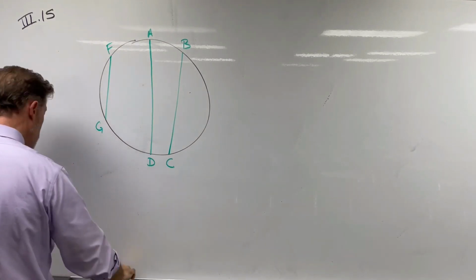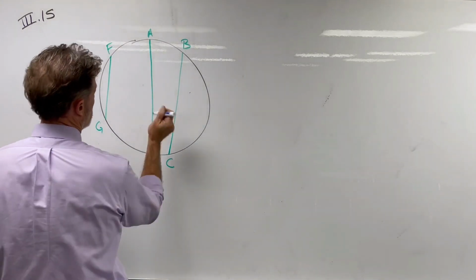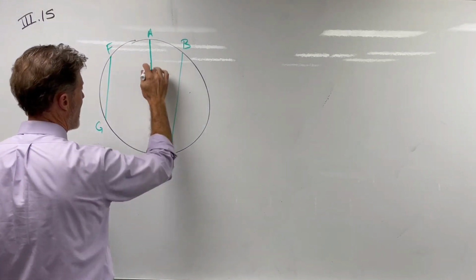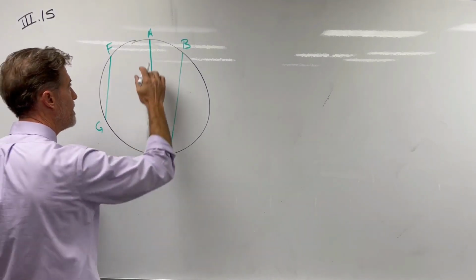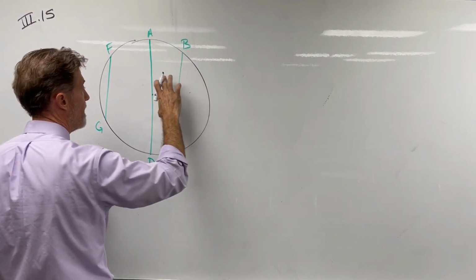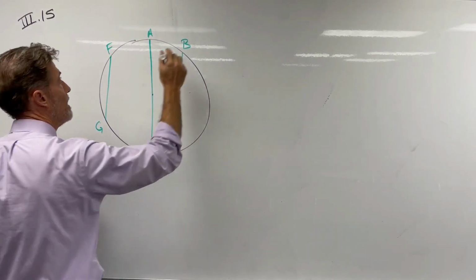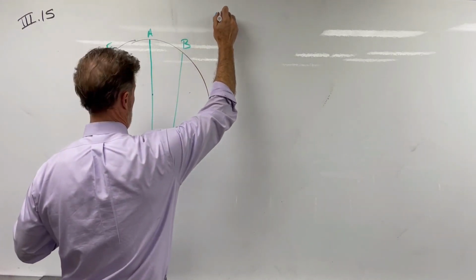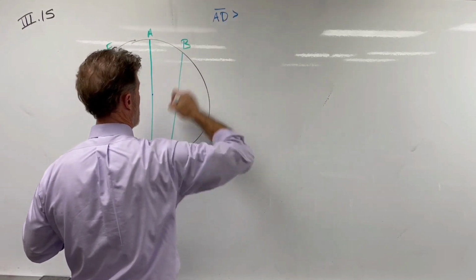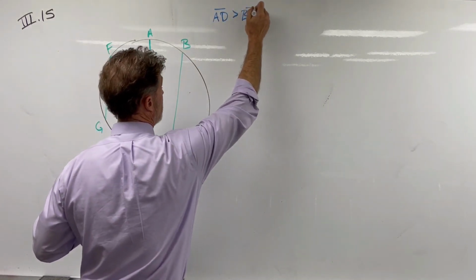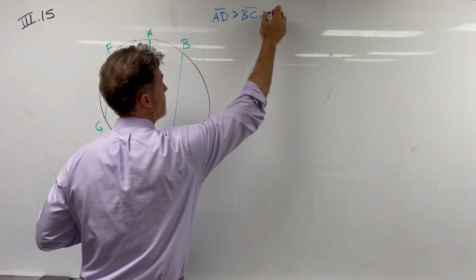So what we're going to prove is, and this is through the center, so we have a diameter. We're going to say that the diameter is greater than something that is further from it, but anything closer to the center is going to be greater than. So we're going to prove that AD is greater than BC, which is greater than FG.